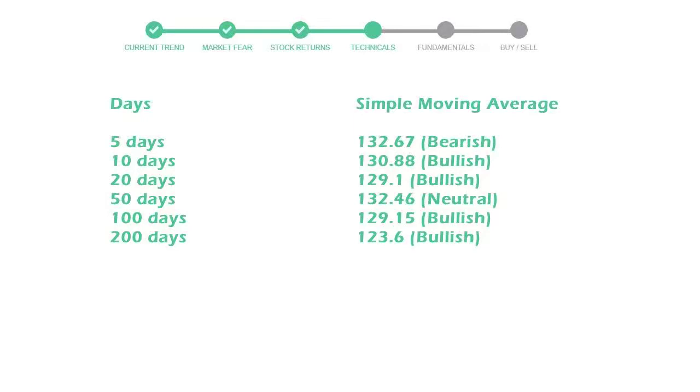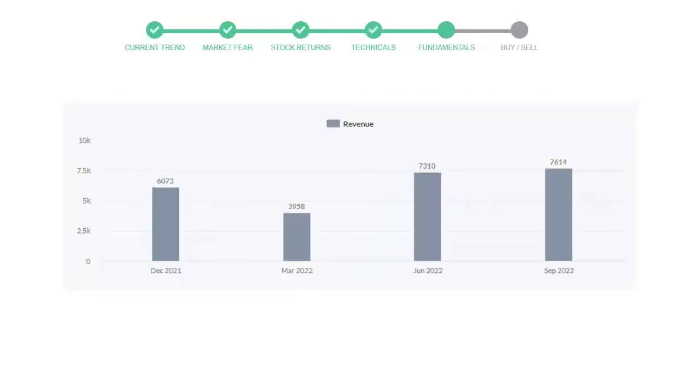Let's look at fundamental analysis. We will mainly see the last two quarters of the company. In June 22, the revenue was $73.10 million. In the recent quarter, September 22, it increased to $76.14 million.